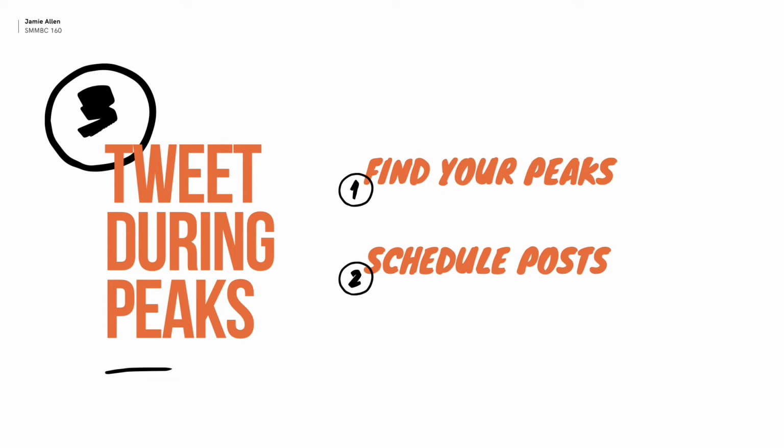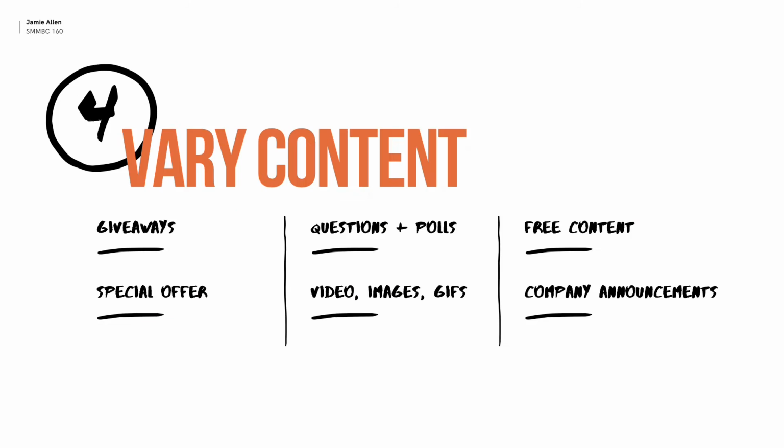But don't just post according to the data. Experiment with days and times for your brand to determine what works for your target audience. Then use a scheduling software to plan your posts. Tip number 4, vary your content. You never want your audience to be bored with what you're producing, and one way to ensure this is to vary the type of content you include in your tweets.